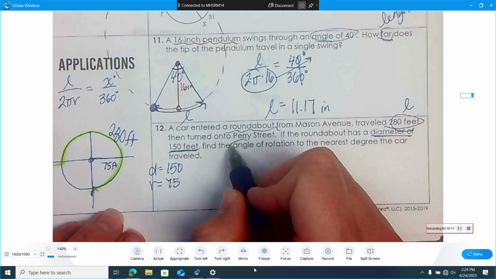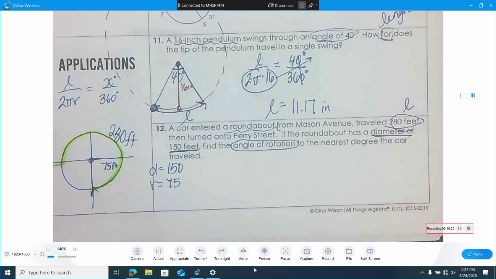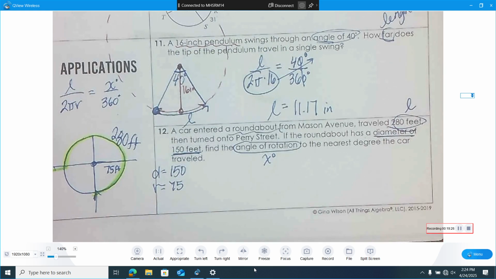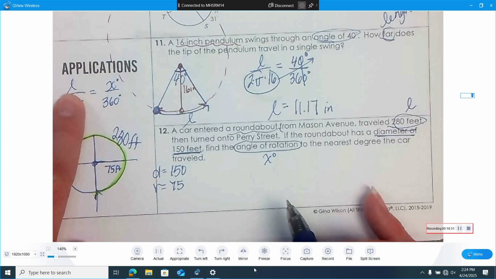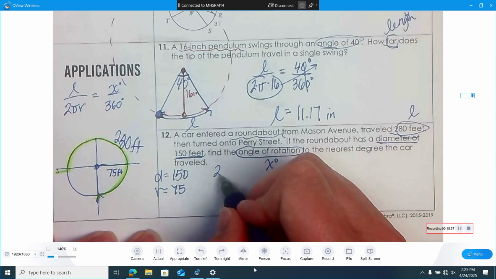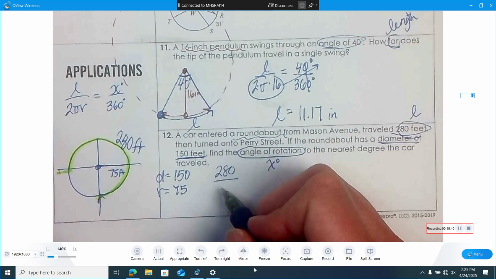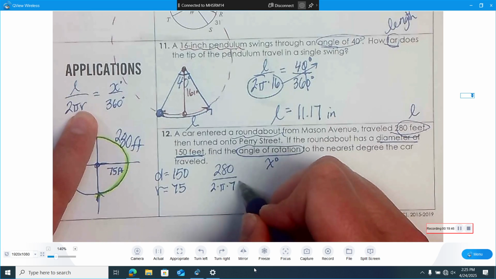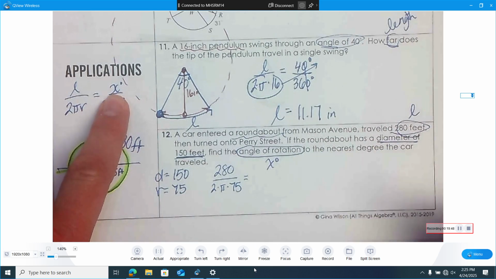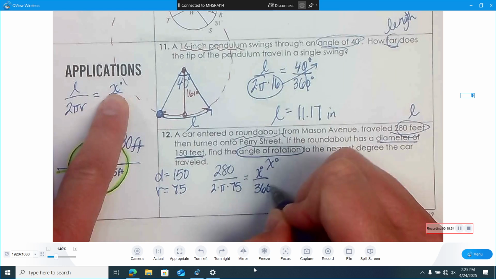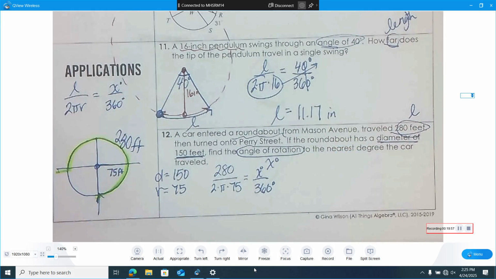We want to actually find the angle of rotation. So this is asking us to figure out how many degrees that car is rotating around the center. So this one is a setup that's a little bit different. What are we going to put in place of L? The 280. All right, 280 over 2 times pi times my radius. What's my radius? 75 equals x is what I'm trying to figure out. How many degrees did we rotate? x degrees out of 360.